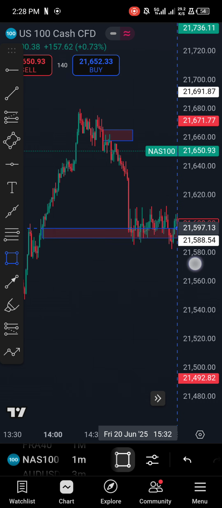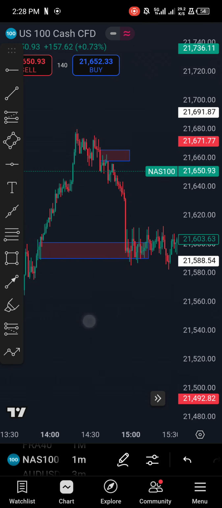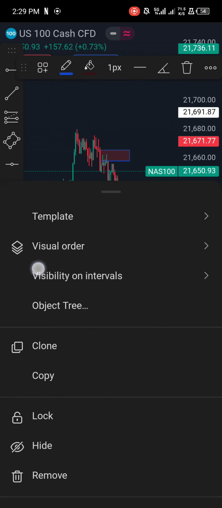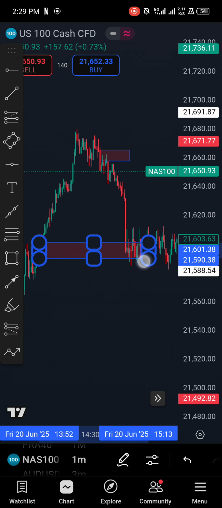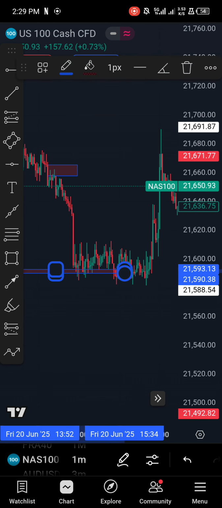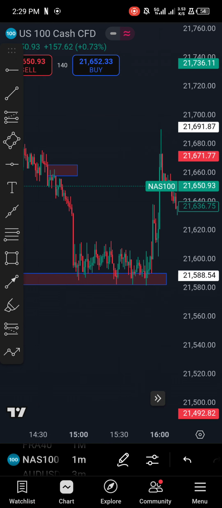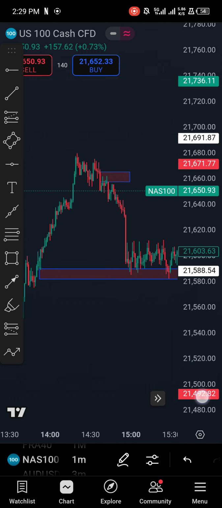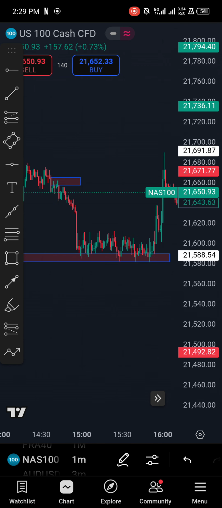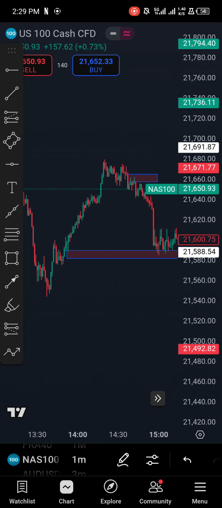There, if you extend that fair value gap forward, you will see that price respected this fair value gap. Yeah, that's where the fair value gap is, and look at what price did at that point. Price consolidates around that fair value gap. And this is a bullish fair value gap.